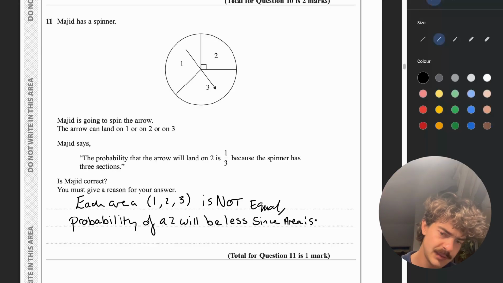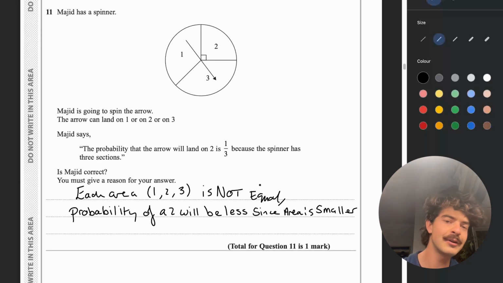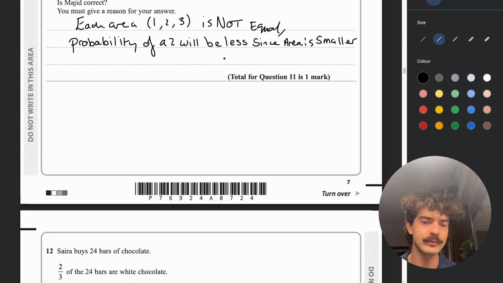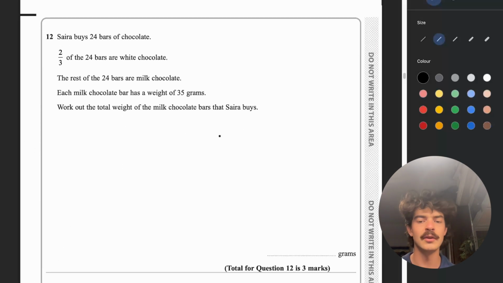Area is smaller. Nice. And by area, I mean, think about the area where the tip of that arrow can actually land, okay? Cool, on to question 12.